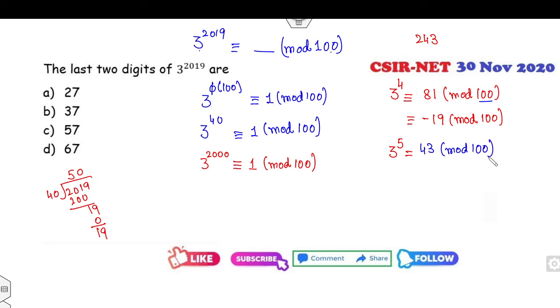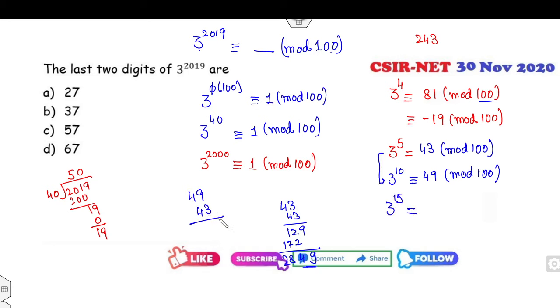43 modulus. Fine. Now I need power 29. So I can square them. What will be the square of 43? 43 into 43, 129, 17. Since I divided by 9, 4, 8 and 2. So that means the remainder will be 49. Fine. Then again you can see I can multiply them. It will be my 3 raised to power 15. So again 49 into 43, 9, 3, 27, 14, 36, 16, 19. So that's 07. Fine. So the remainder will be 07 mod of 100.